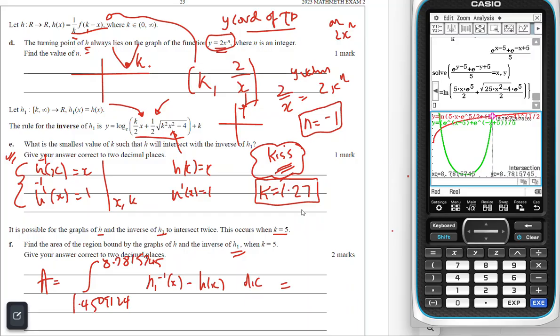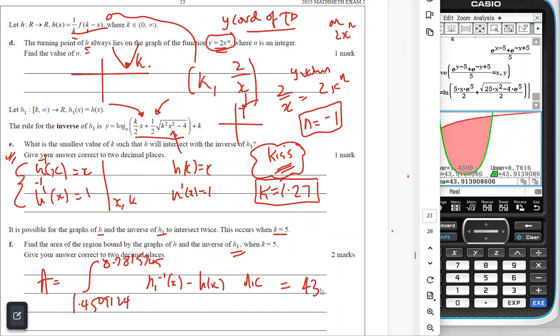But I'm going to use my calculator because it says 2 decimal places. Analysis, solve integral of the intersection. I'll accept that one. I'll go across to that one. There's my answer, which is 43.9139. And we're doing 2 decimal places. 43.91 square units is going to be my answer.